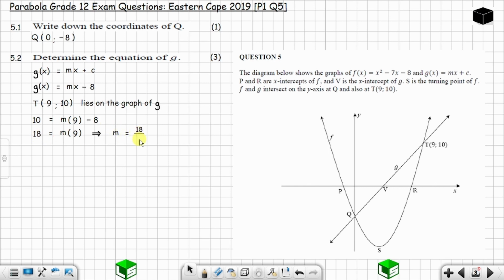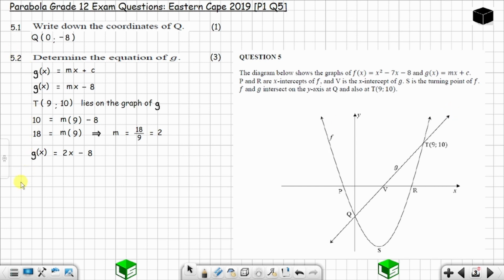You divide by 9 on both sides to get the value of m. Now you have m is equal to 18 over 9, which is equal to 2. Finally, g of x, the equation of g, with m equal to 2, is 2x minus 8. So this is the equation of g, which is a line. We have solved question 5.2.